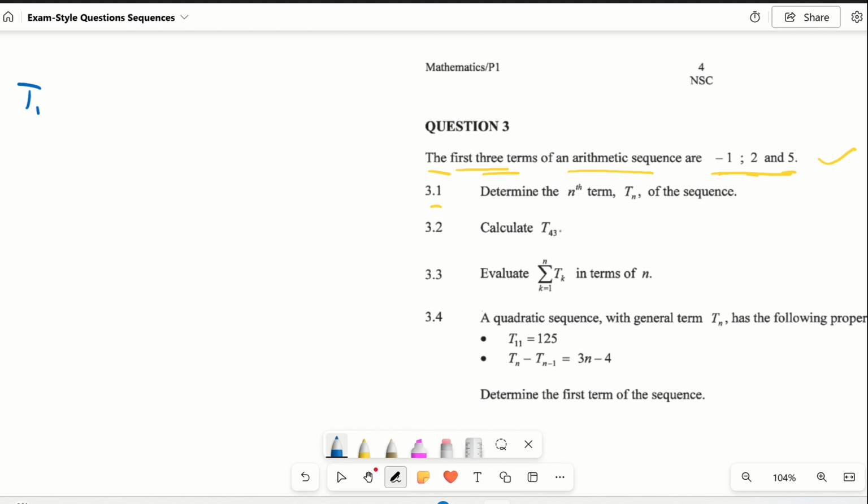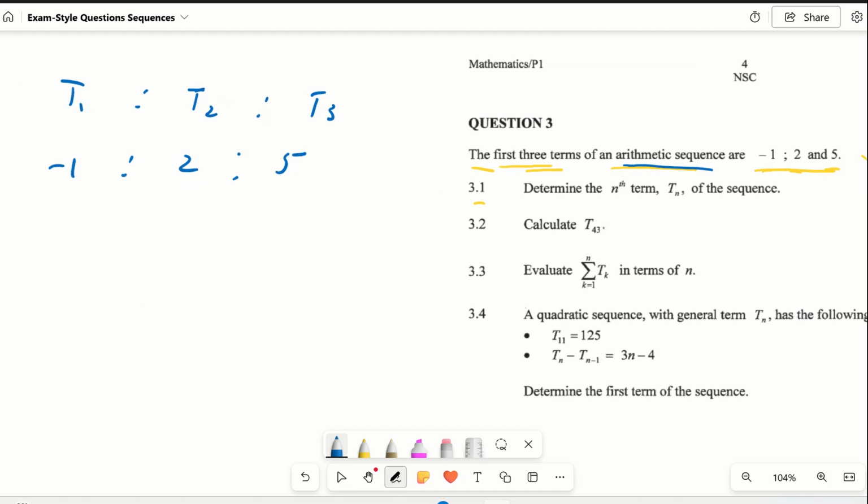T1, T2, and T3. Write them at the bottom there, -1, 2, and 5, right? So they tell you that this is an arithmetic sequence. So that would mean that we add the same number or subtract the same number between successive terms. Do we all agree with that?